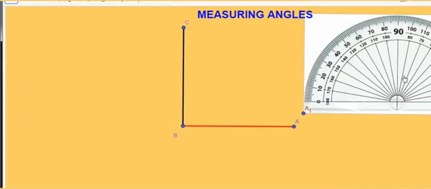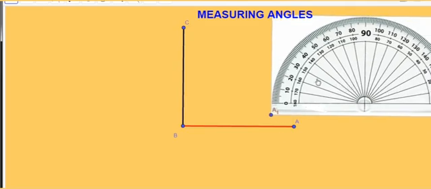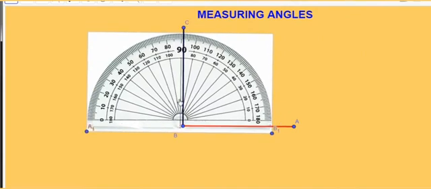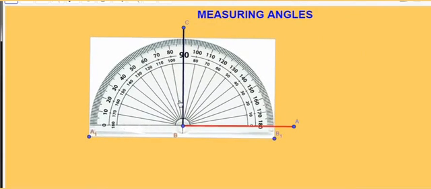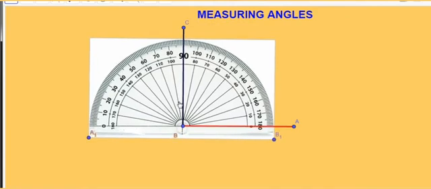Okay. How to measure angles? We know that the instrument to measure angles is the protractor. Here angle ABC is given. To measure angle ABC, we have to take the protractor and keep the center of the protractor on the vertex B.